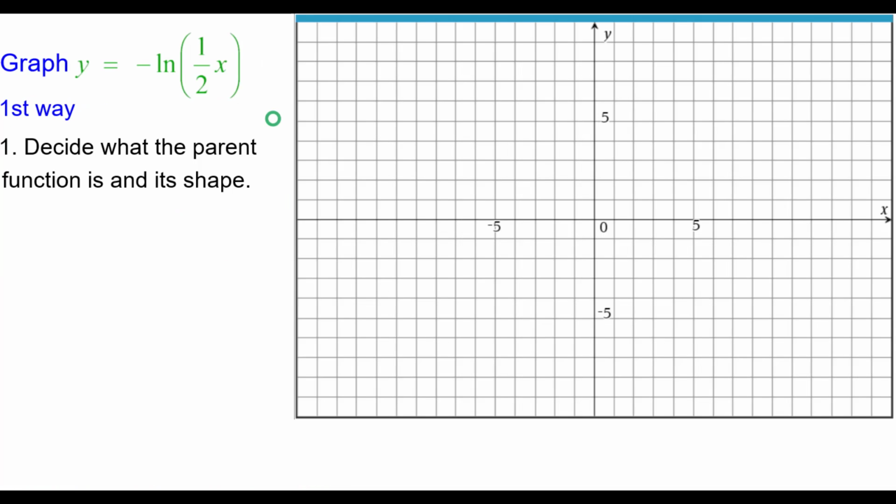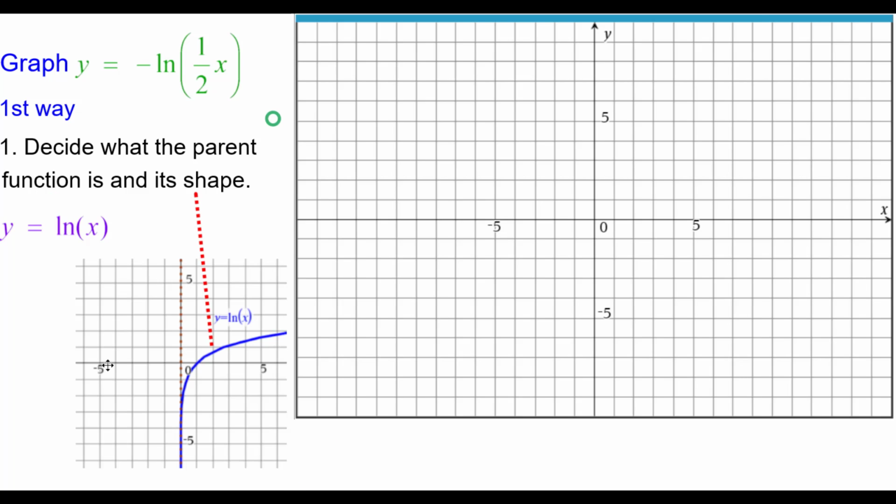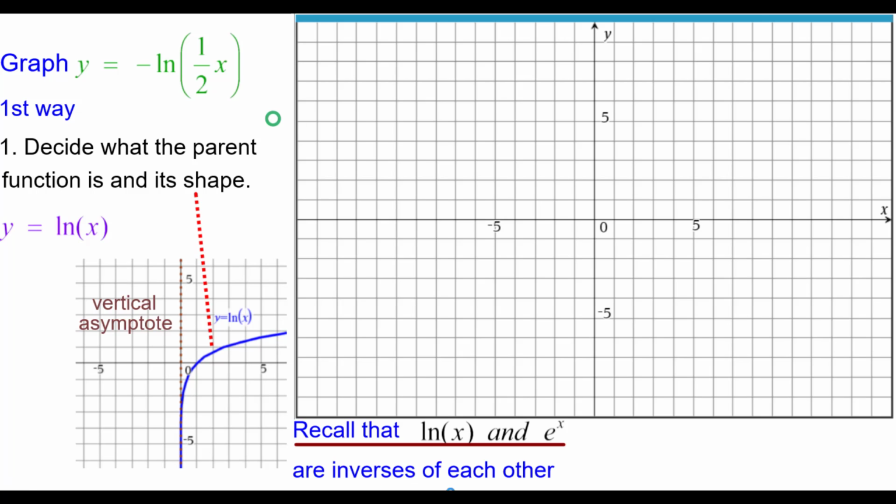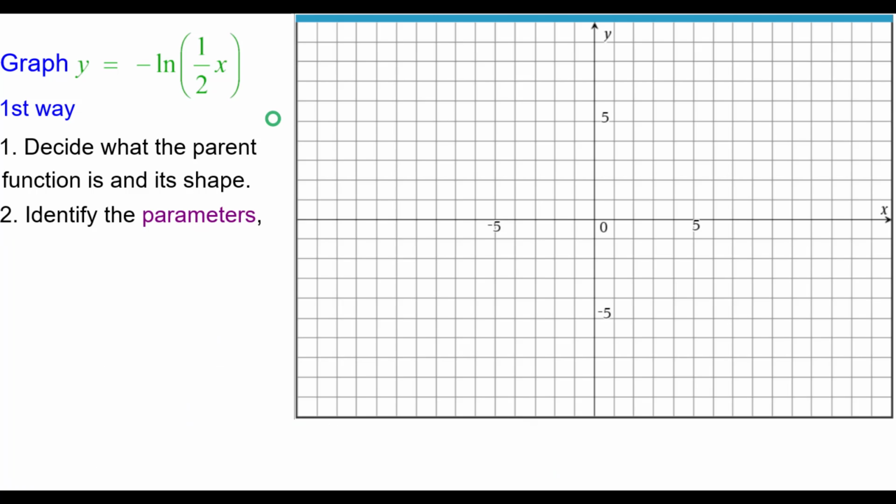First, we need to decide what the parent function is and its shape. Parent function is y equals the natural log of x, and its shape is this. Kind of looks like an easy chair dumping you out. We do need to pay attention to this vertical asymptote at the y-axis. Please recall that the natural log and e to the x are inverses of each other, which means we just interchange the x and y coordinates.